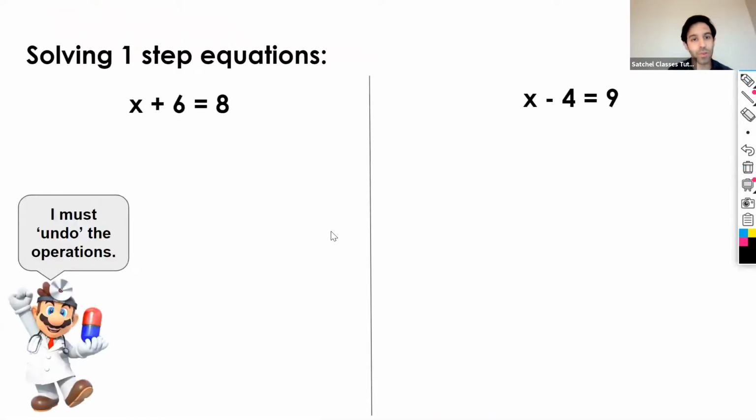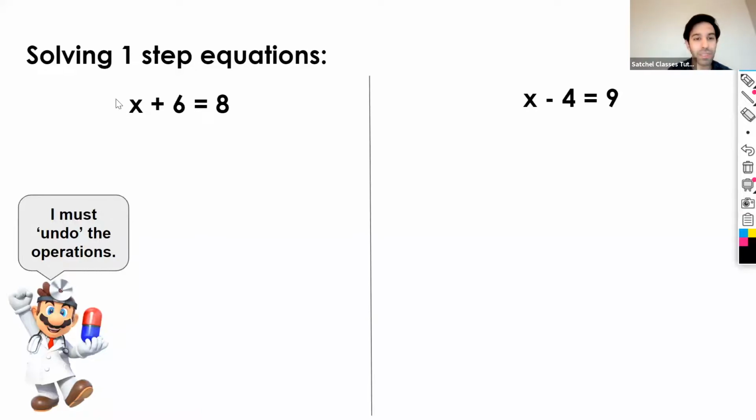Now, solving one-step equations. What this is saying is an amount, x, can be one amount. The variable can be represented by any letter. It could be x, y, a, b, c, d, or any letter you want, but traditionally in maths, we use the letter x. So a number plus 6 should give us 8. Hopefully you can recognize that that number will be 2, because 2 plus 6 makes 8. So this is quite easy to solve.